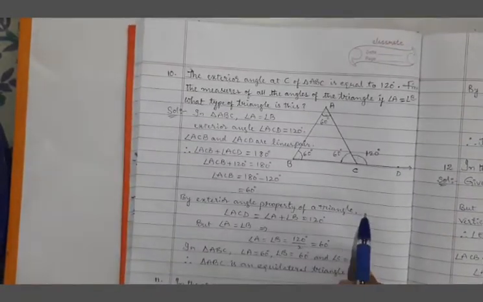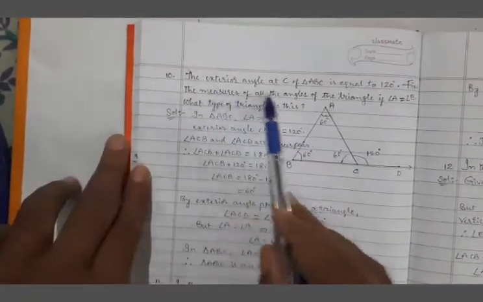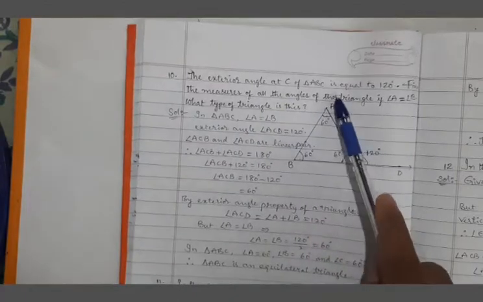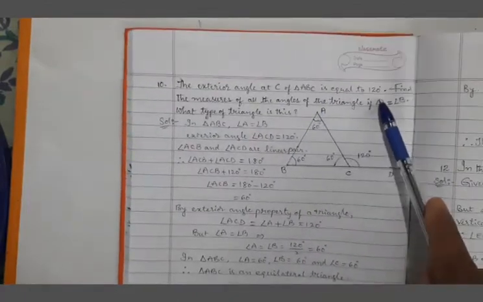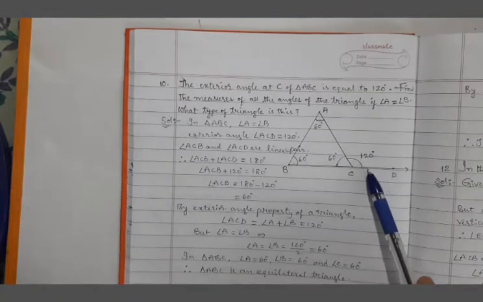Yeah, children. Next, question number 10. The exterior angle at C of triangle ABC is equal to 120 degrees. So the exterior angle is marked here.